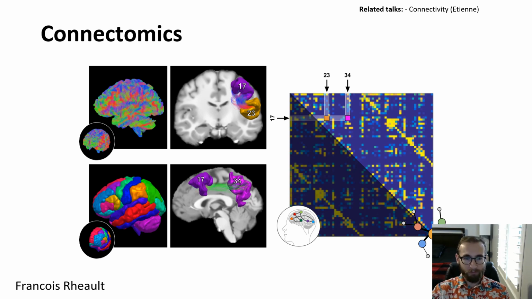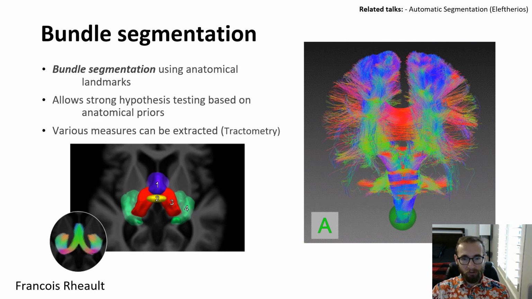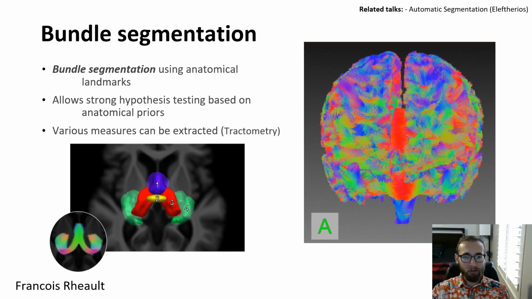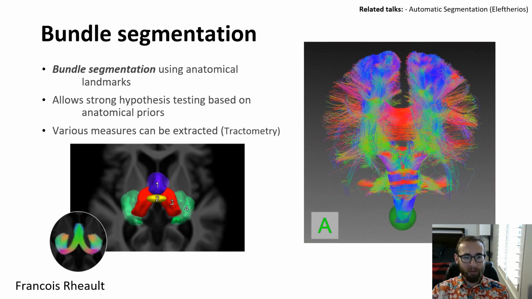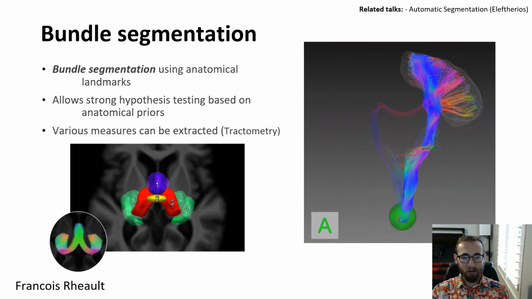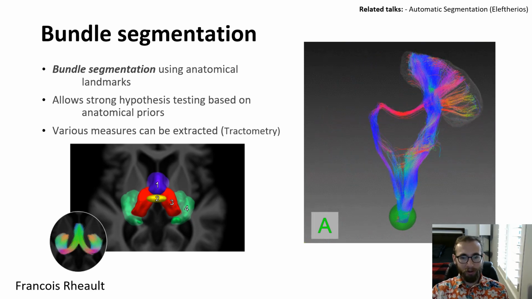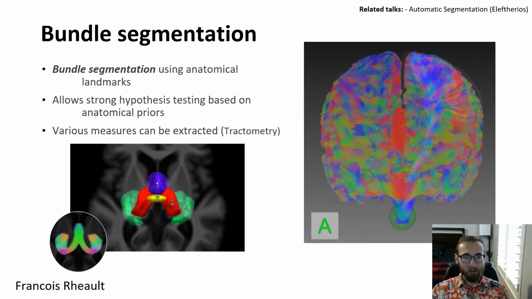tractography quantification. Another approach, so this is a kind of parallel branch of analysis. If you have a strong anatomical prior, so you know that you're studying a pathology related to the corticospinal tract, you don't want to look at the global connectivity of the brain using connectomics, but you want to look at the bundle itself. You can use bundle segmentation.